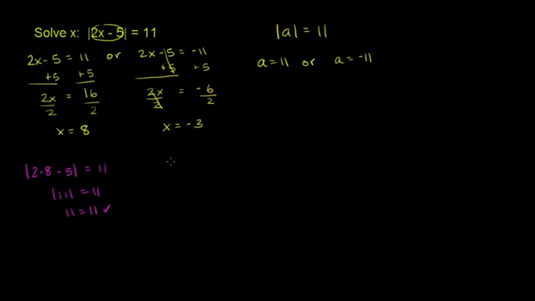Now let's try it with x is equal to negative 3. We get the absolute value of 2 times negative 3 minus 5 should be equal to 11. So what's 2 times negative 3? 2 times negative 3 is negative 6. Minus 5, the absolute value of that should be equal to 11. Well, negative 6 minus 5 is negative 11. So the absolute value of negative 11 should be equal to 11. And it is. The absolute value of negative 11 is 11. So we get 11 is equal to 11. So they both work.